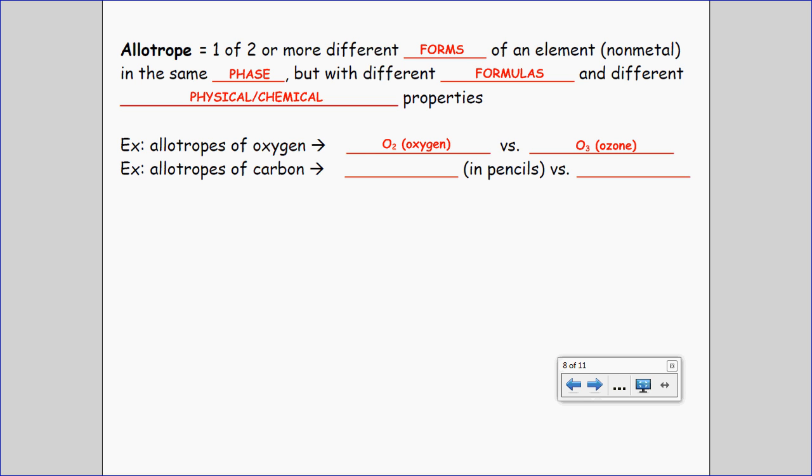The most common allotrope that we love to talk about is carbon. We're talking about graphite in pencils versus diamonds, or charcoal. That charcoal that you're using to cook the steak during the barbecue is the same element as that really expensive diamond on your fiance's finger. But they have a different formula and different chemical properties as a result.